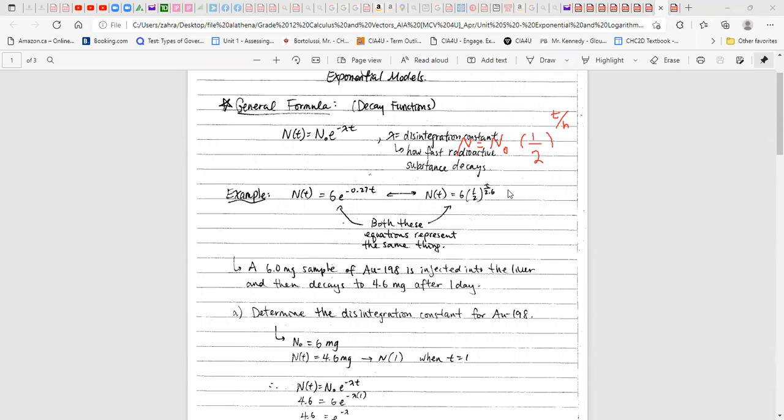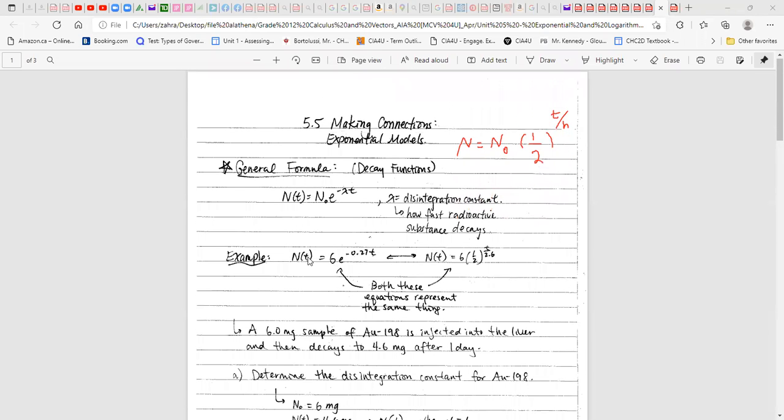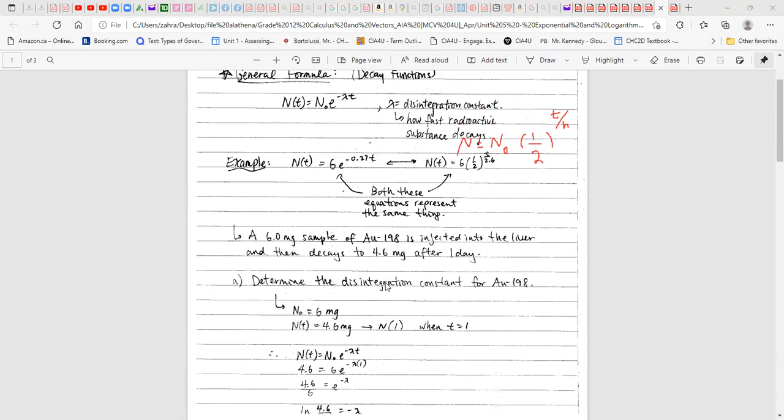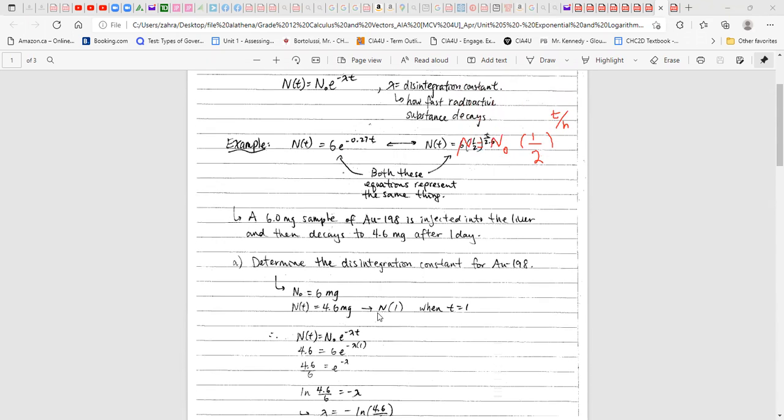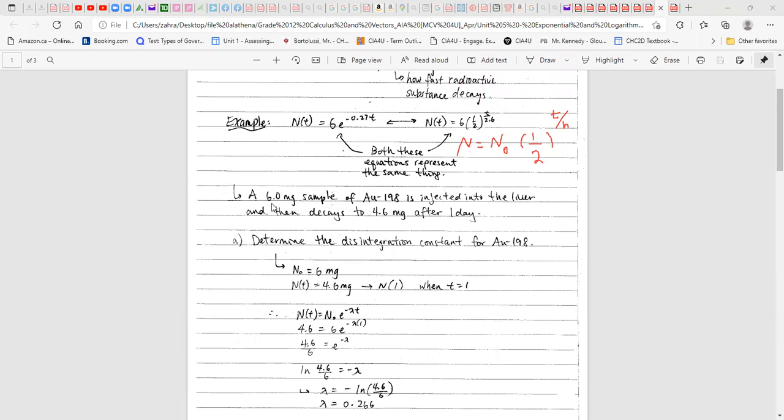Both of these equations work. Let's say, look at that, N(t) = 6 e to the power negative 0.27 t, or (1/2) to the power t divided by 2.6. They just have a different representation, different exponents, 1/2 and here's e. Next question, we want to see how we can convert them to each other. Let's just do that.